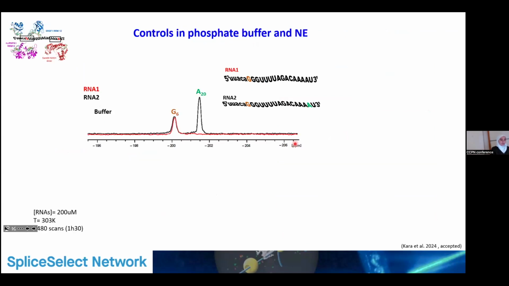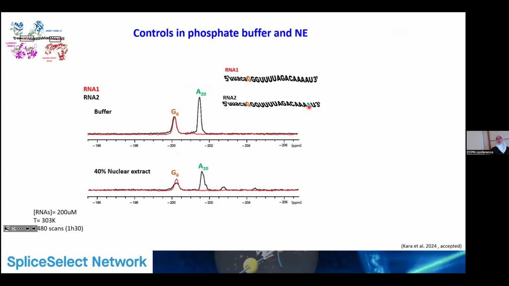You will see this in a minute. So these are our controls. We have doubly labeled RNA2 in G6 and A20, and to assign the two peaks, we ordered this RNA1 labeled only in G6. And this is the only assignment you will see. This is the advantage of the method, that there is no assignment. Sorry for CCPN. We just overlay both RNAs, and you can see there is a common peak here. We know that the peak around minus 200 is for the G6, and the peak on the right is for the A20. This is in buffer.